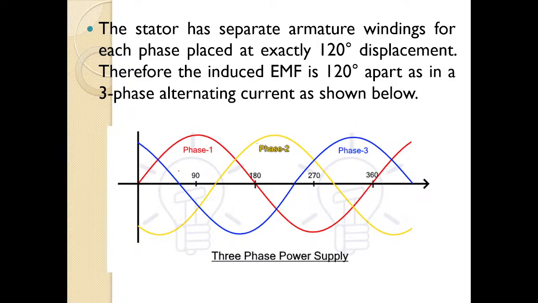You know one complete cycle will have 360 degrees. If we equally divide it into three parts, each angle should be equal to 120 degrees. So if you have three phases and you want equal angular displacement between them, it should be 120 degrees. Here these three phases, phase 1, phase 2, and phase 3, have equal angular displacement of 120 degrees.